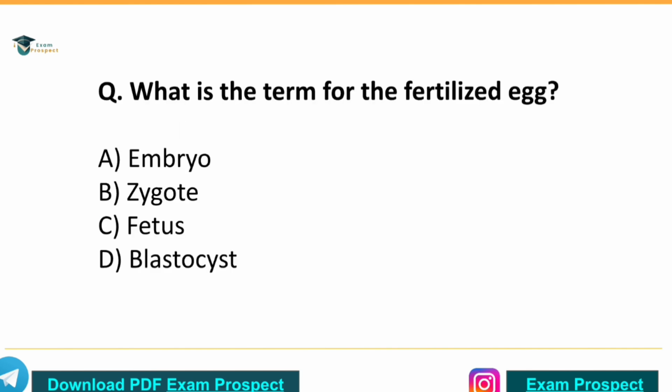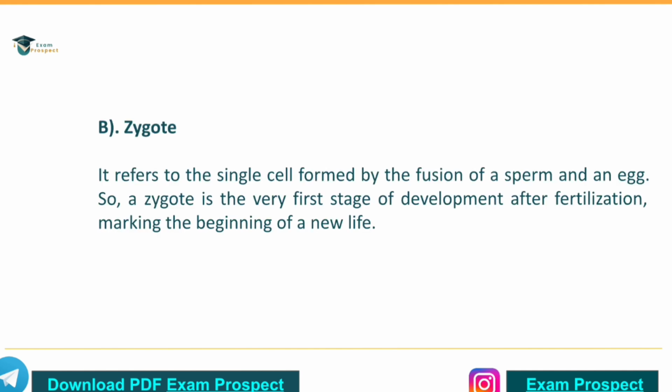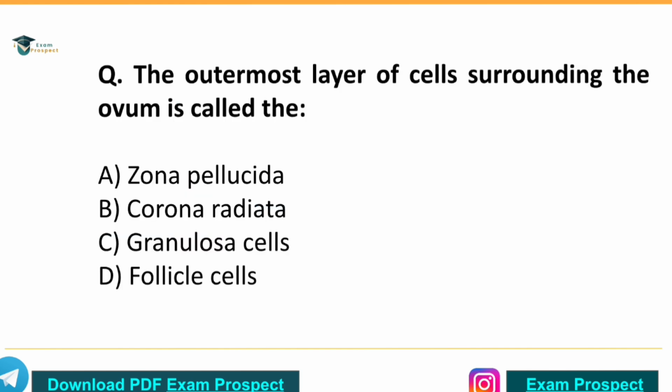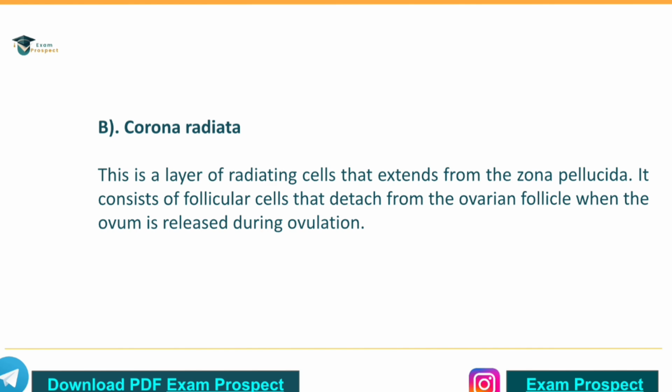Next question. What is the term for the fertilized egg? Correct answer is option B, zygote. Next question. The outermost layer of cells surrounding the ovum is called a? Correct answer is option B, corona radiata.